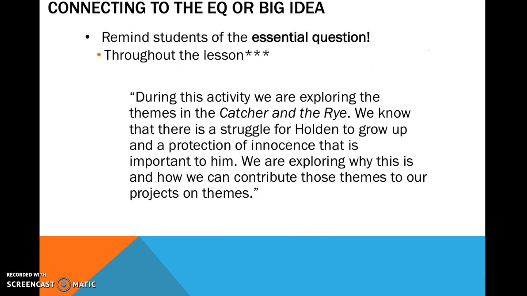You should connect to the essential question or the big idea throughout your lesson. So you can say you're exploring themes in Catcher in the Rye today and how you can contribute to your projects. And that just connects that back to your itinerary, agenda, and objective.